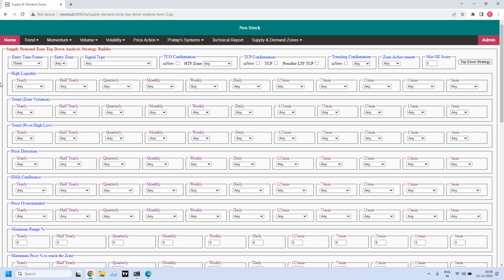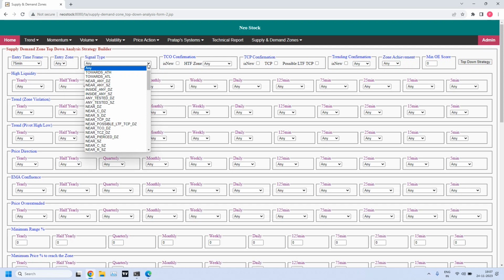So let us generate demand and supply zones for 75 minutes time frame and a 15 minutes time frame. In the previous video, we have generated demand and supply zones for weekly time frame and daily time frame. Now let us generate demand and supply zones for 75 minutes time frame. Entry time frame is 75 minutes.